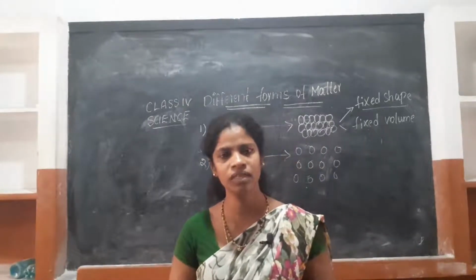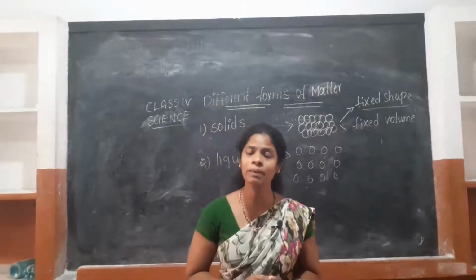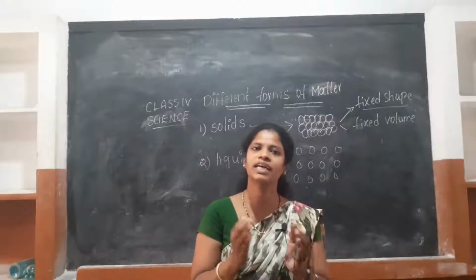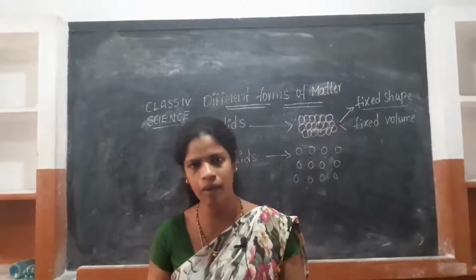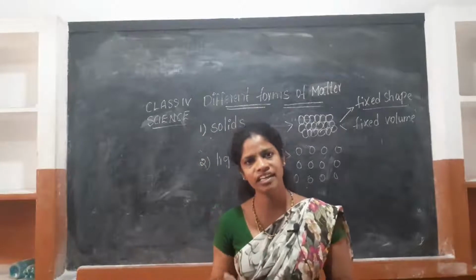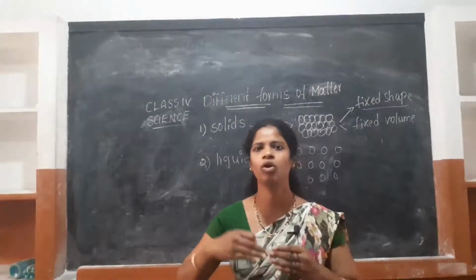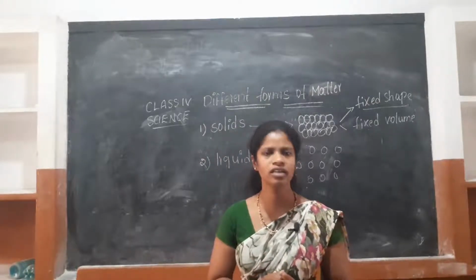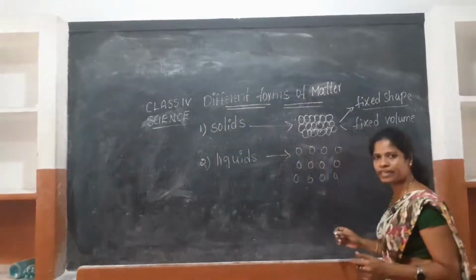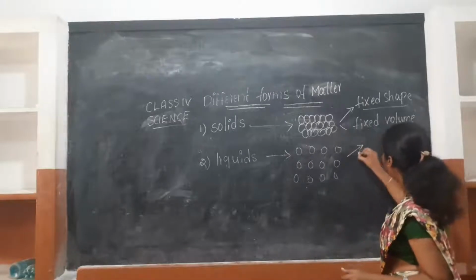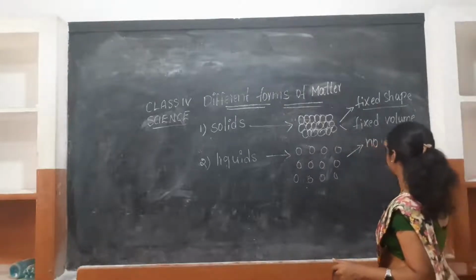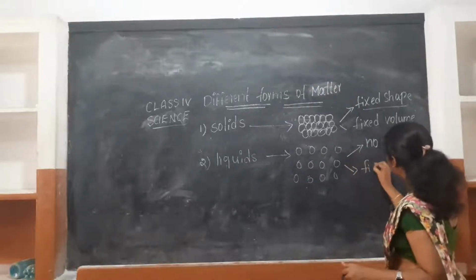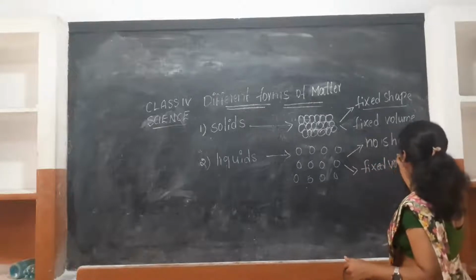It takes the shape of the container, but the volume remains the same. So 50 ml of water, in whatever container you take, remains 50 ml only, children. If the container changes, the 50 ml will not increase or decrease, it remains the same. Okay, children. So what we can say about the property of liquids is, liquids have no shape, but they have a fixed volume.